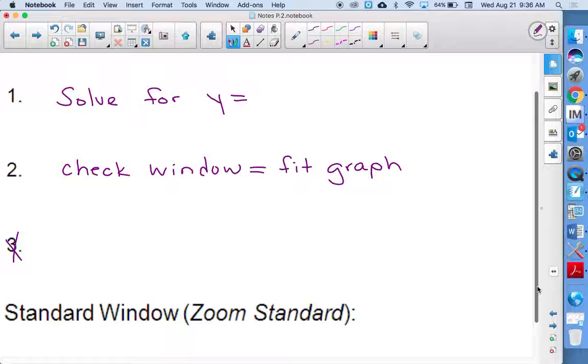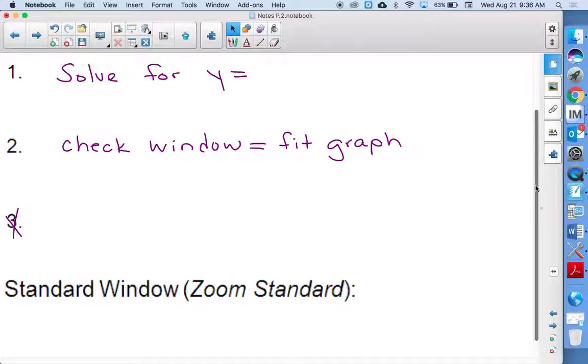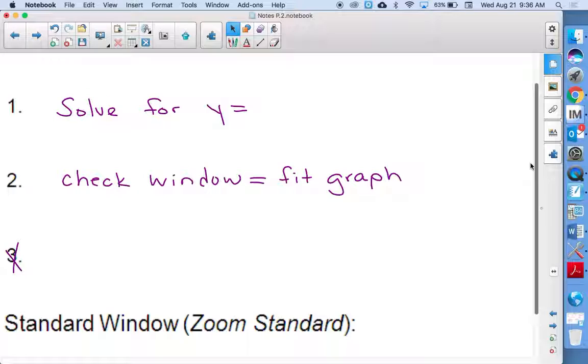Underneath there, it talks about the Zoom standard. And that's, does it say that or no? No Zoom standard. Okay, well, I must have got that part off. Zoom standard is the regular screen that your calculator is always going to be in, and that uses the -10 and the +10 values. Questions?